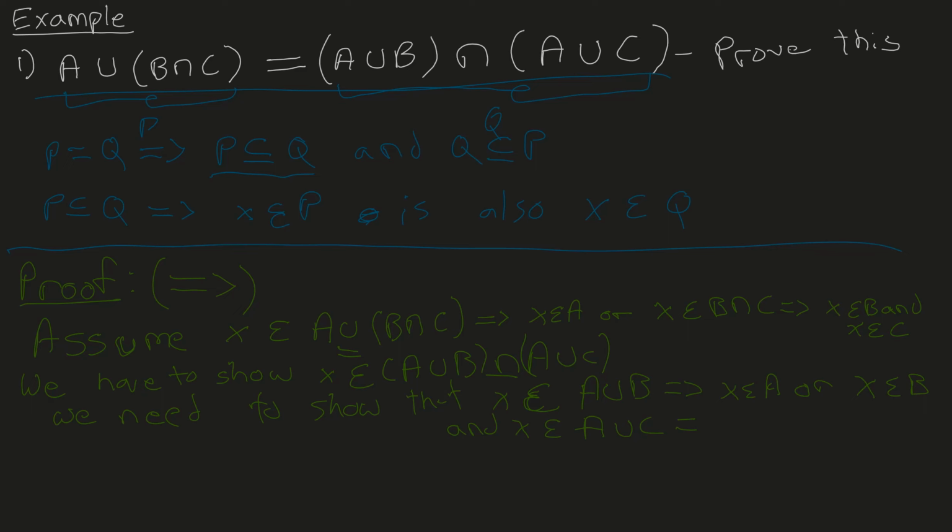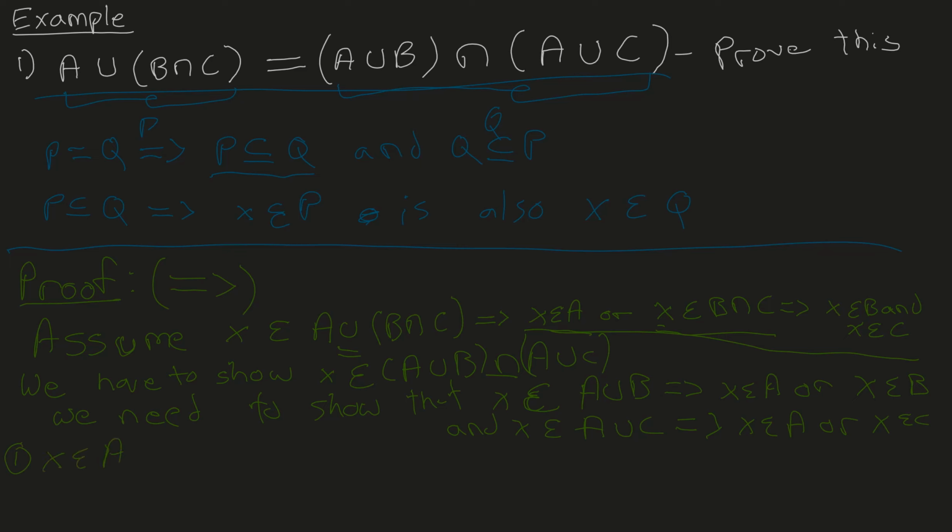And to show x is part of A union C, we need to show that either x is in A or x is in C. Remember that we're assuming that either x is in A or x is in B intersection C, or it can be in both. But since there are two cases, first let's assume the first case, that x is in A.